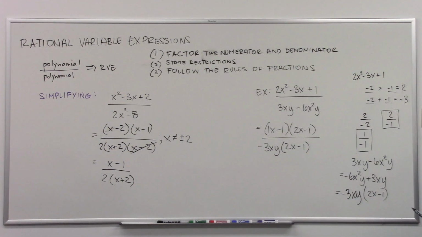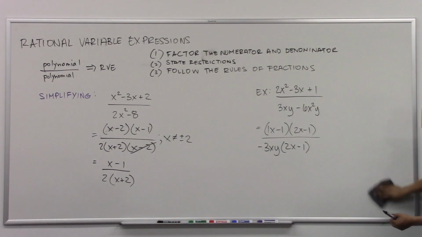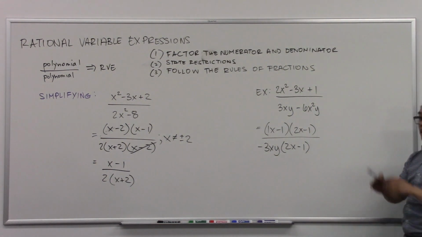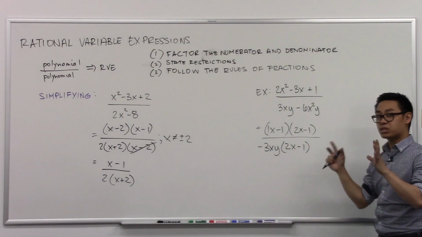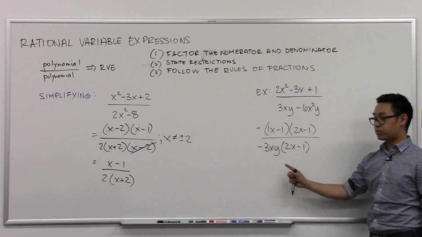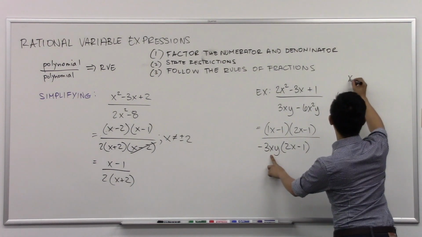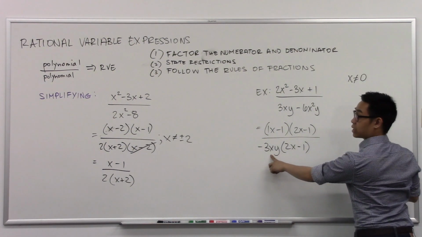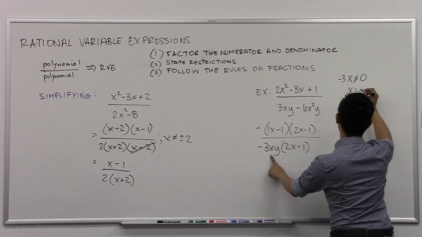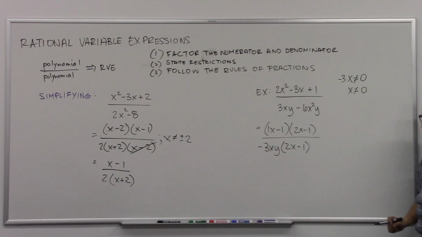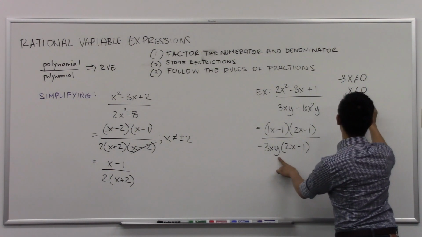Now I'll state restrictions. So I'll do my restriction work off to the side. You set every expression in the denominator only, not from the numerator, not equal to 0. So x cannot equal 0. You can write -3x if you want, but then you're going to divide by -3, so you still get 0. Okay? Then I look at my next expression. Y cannot equal 0.